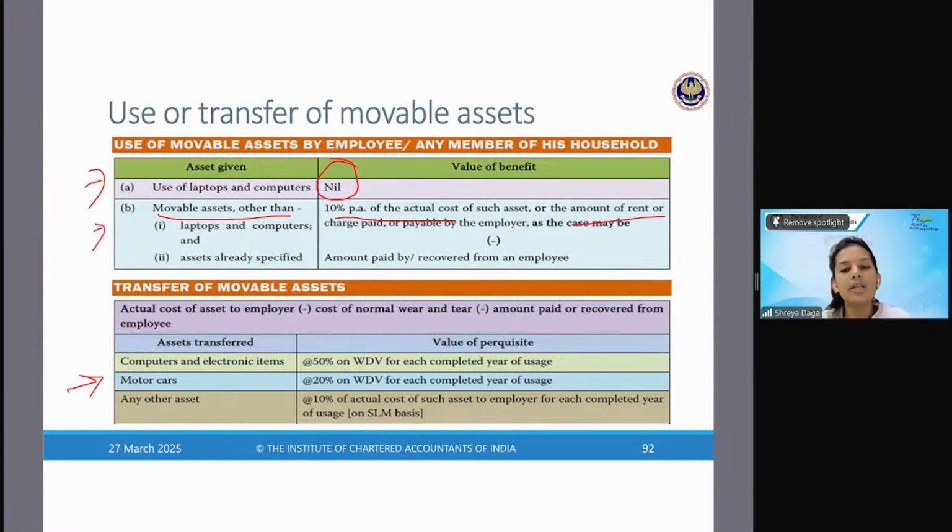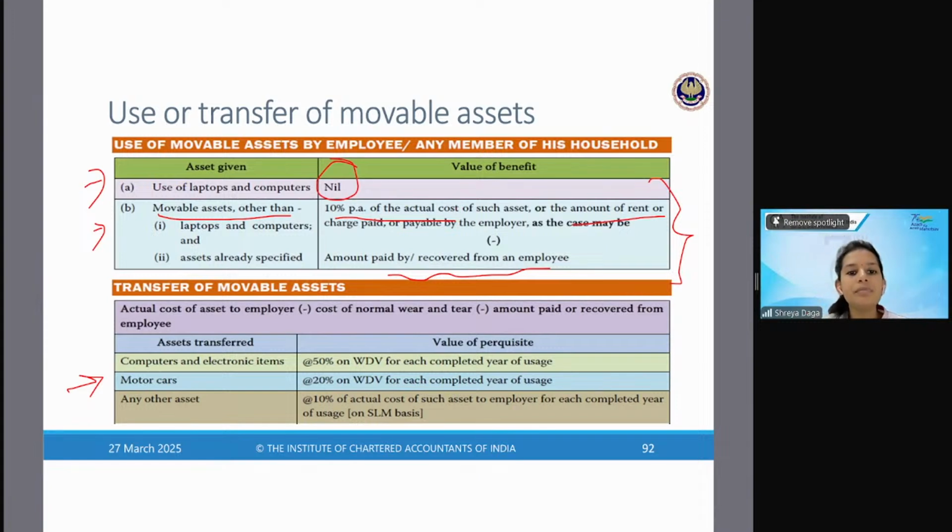He has also taken on rent. Then whatever he pays is what you will have to charge as per rule. Okay. Less the amount recovered from employee. So this is very similar to TV provided along with house. Okay. The treatment is same. TV provided along with house or TV provided without house. Treatment is 10% of actual cost or rent paid, as the case may be, less amount recovered from employee.